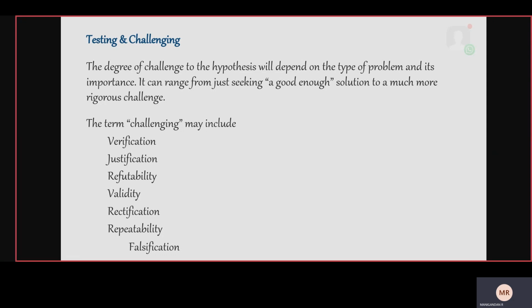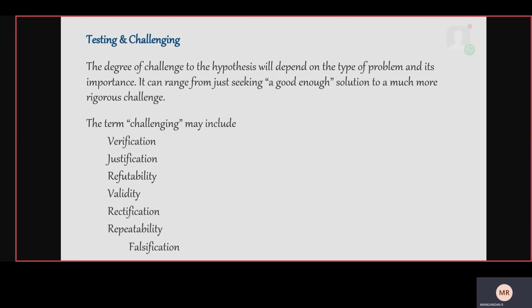Next, the term challenging may be included. What are the challenges you are facing? The first one is verification. Next one is justification. Next one is refutability. Then validity, rectification, repeatability, and falsification. Falsification means you need to write the duplicate data. Do the same thing, you need to copy that.